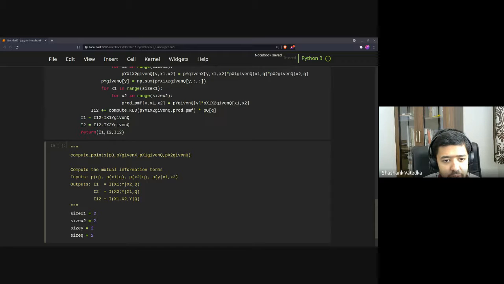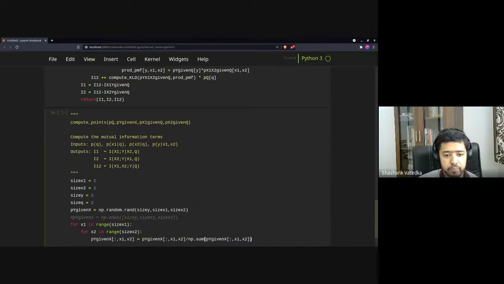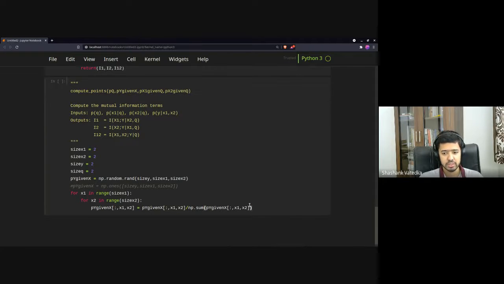There are different ways to generate p y given x, but let's say that I generate one randomly. So I generate one particular channel randomly, which corresponds to one particular p y given x. Let's generate one and see what it looks like.